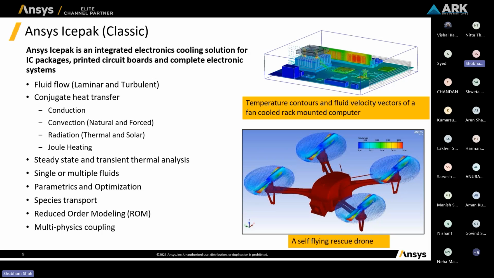Conduction is available, convection, natural convection as well as forced convection, and radiation as well. In radiation, you will be getting thermal as well as solar. And apart from that, Joule heating is also available. Let's say you have some passive components, interconnected components. How the heat transfer is taking place to the nearby components, for that, Joule heating is also available.